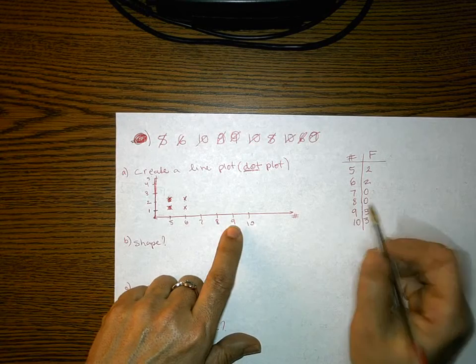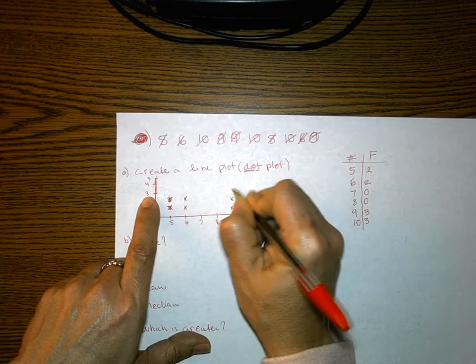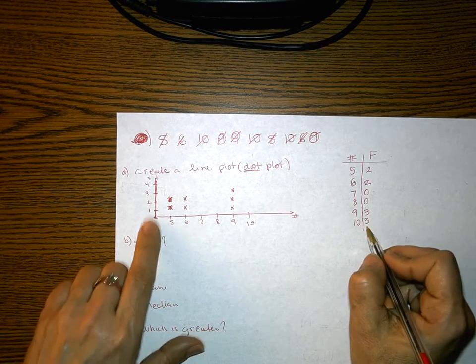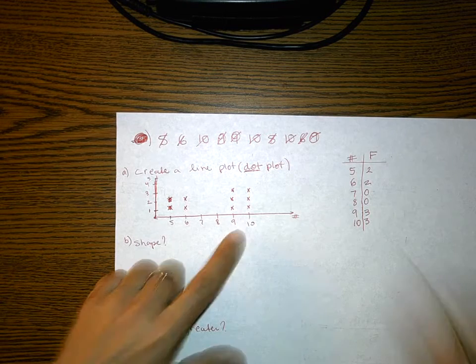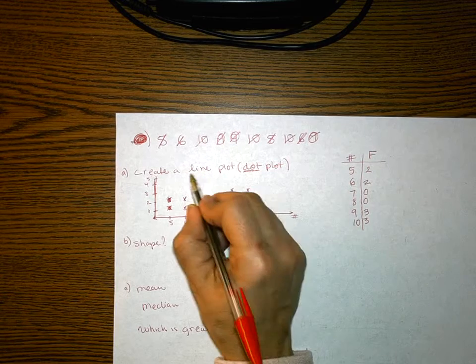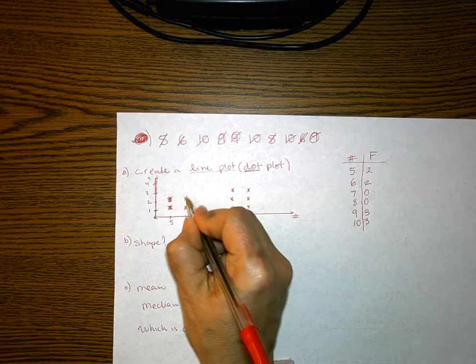The number 9 appeared 3 times, so we're going to put 1, 2, 3 dots. And then number 10 also appeared 3 times. So 1, 2, 3. And there you go. That is a dot plot or a line plot. Your book calls it a line plot, and it uses little X's to mark it.